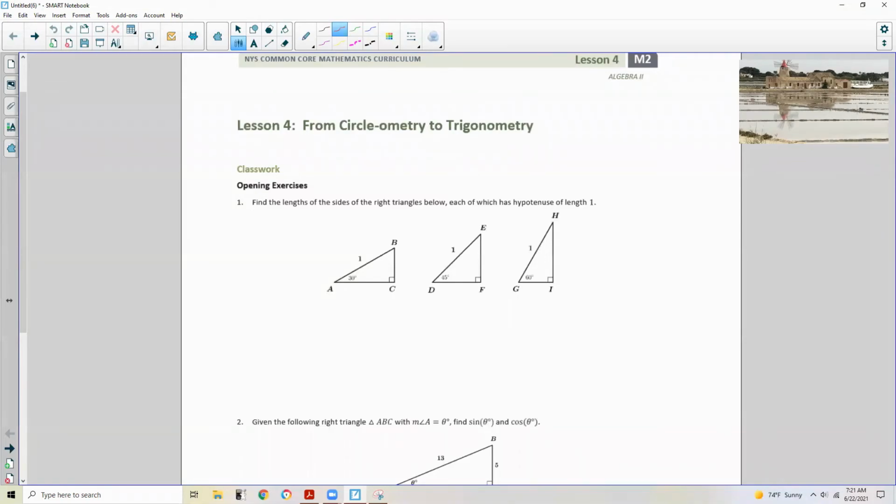Okay, lesson 4, from circle-ometry to trigonometry. I've never heard of circle-ometry, but anyway.